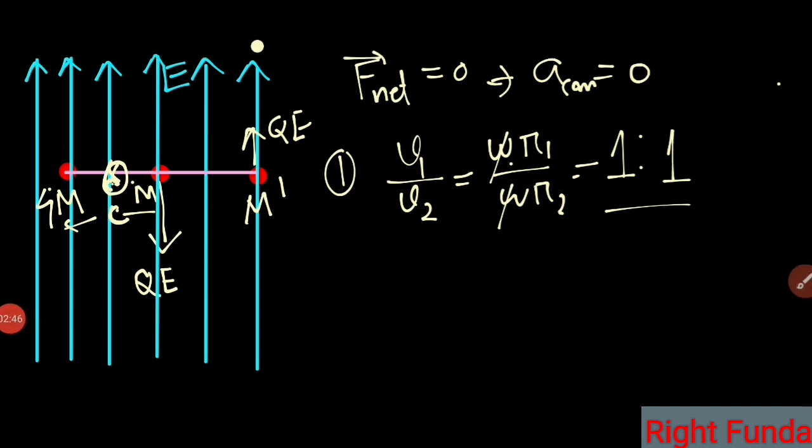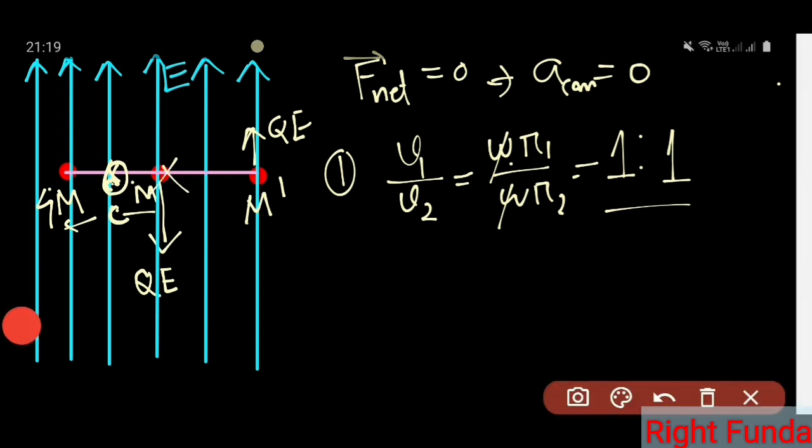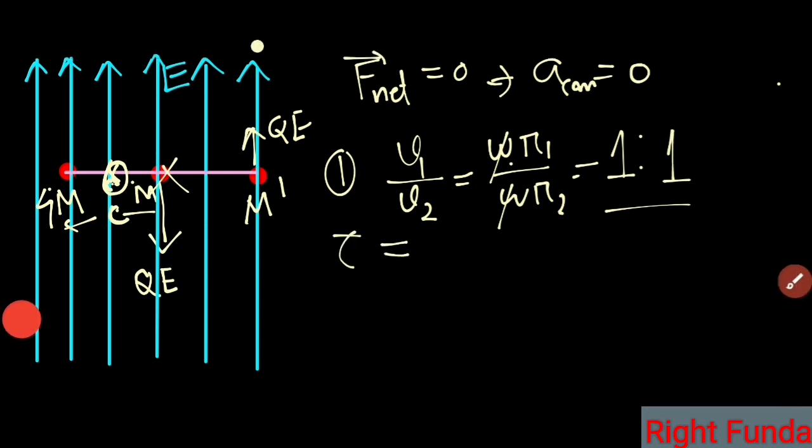So we have to find the torque. As we know, the net force is zero, so torque about any point will be the same. So let's calculate the torque about this point. Suppose you calculate about this point, so only this force will be producing torque. So net torque, we can write, net torque is equal to, suppose this length I have taken as L, so L into QE. R cross F will be in the k-up direction.